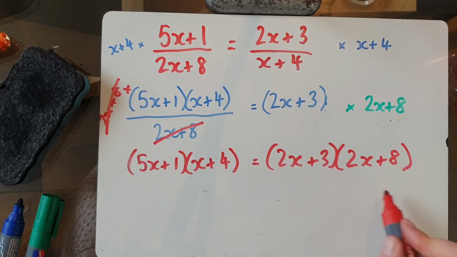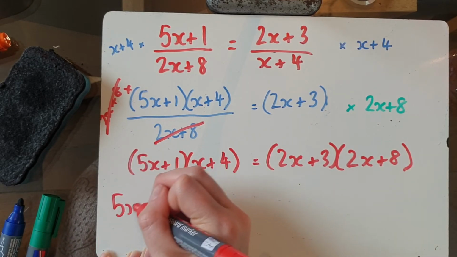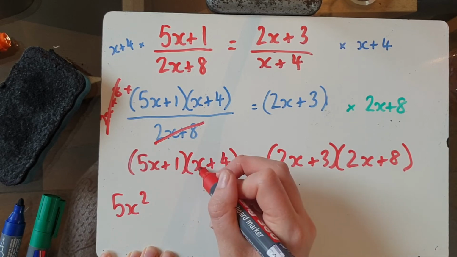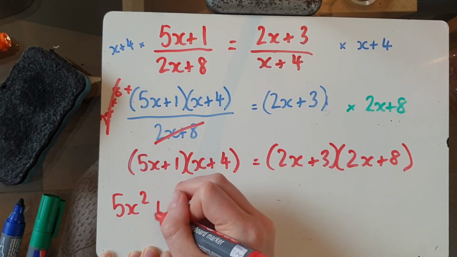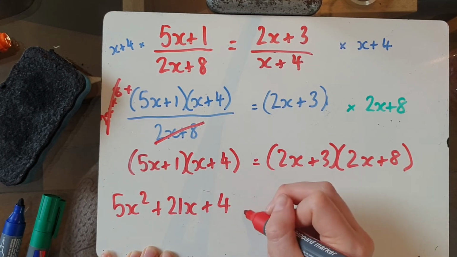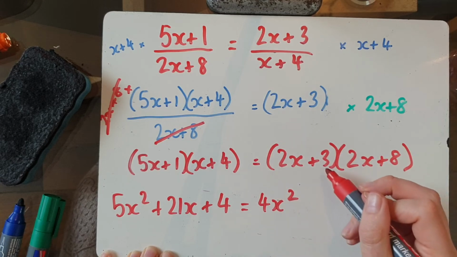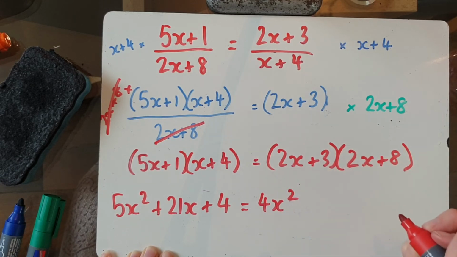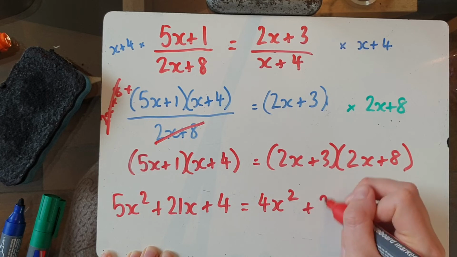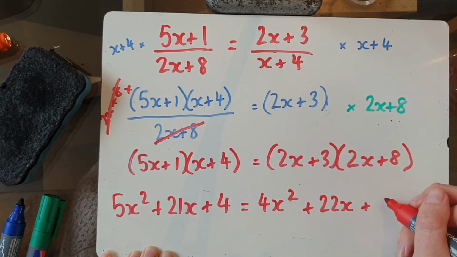Now I'm going to multiply these out. So on the left hand side, I'm going to have 5x squared plus x plus 20x, so plus 21x plus 4, and that's going to be equal to 4x squared plus 6x plus 16x, so plus 22x, and then plus 24.